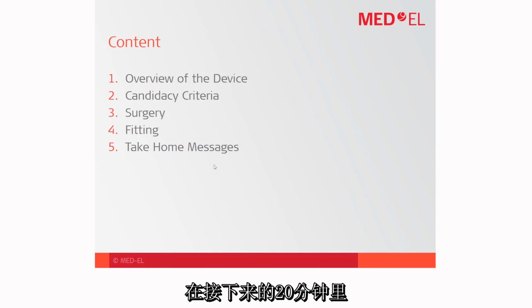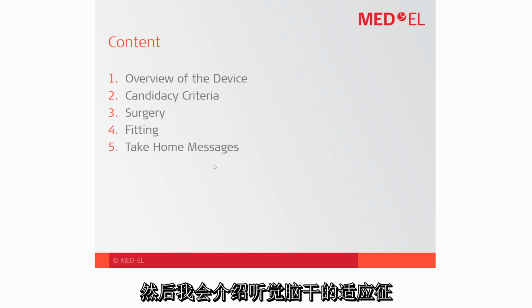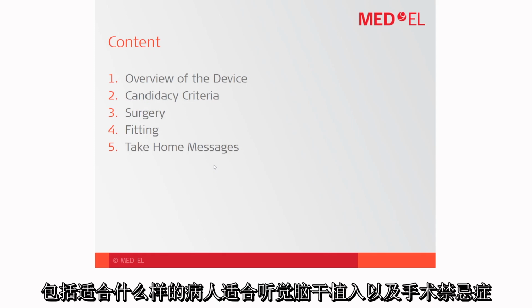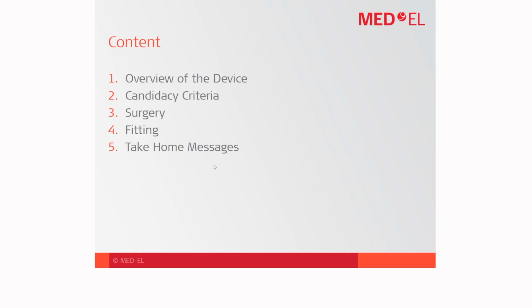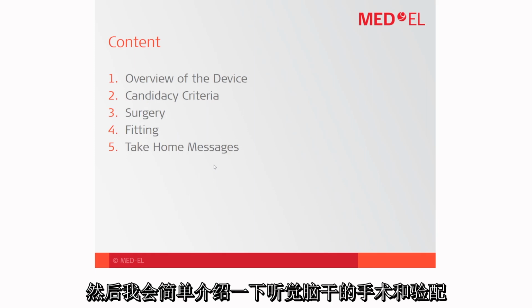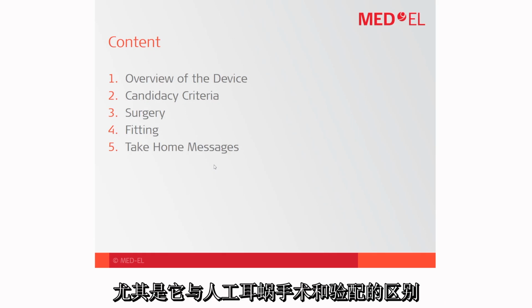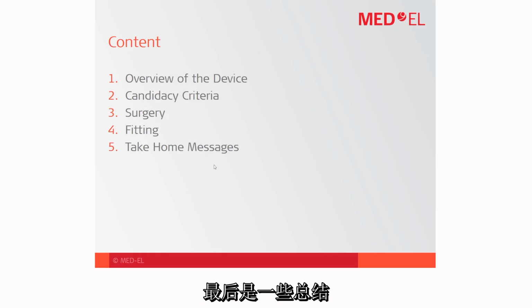For the next 20 minutes, I'm going to give you an overview of the device. So we're going to talk about the implant and the audio processor. Then I'm going to talk about candidacy criteria for the ABI. We're going to look into who the potential candidates are for an ABI and also the contraindications for ABI. Then I'd like to briefly discuss surgery and fitting of the ABI, especially within the context of the differences between cochlear implantation and auditory brainstem implantation surgery and fitting. And then I'll end with some take-home messages. Let's start with an overview of the device.